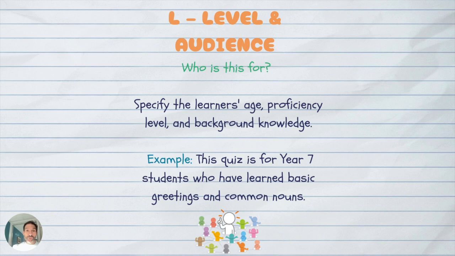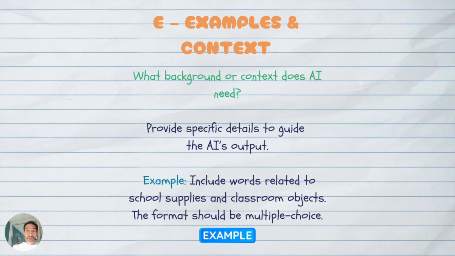L for level and audience. Who is it for? In this case, this quiz is for Year 7 students who have learned basic greetings and common nouns. E for examples and context. What background or context does AI need? An example: include words related to school supplies and classroom objects.